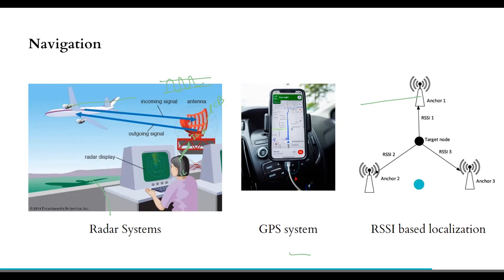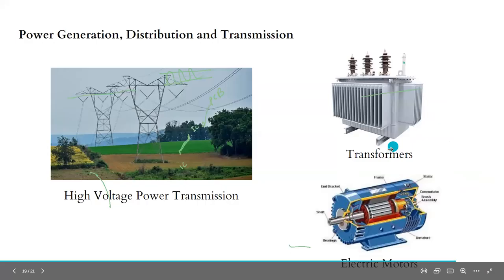Once we find the location of a certain node, we call that localization. Finding the position of a node, we call localization, right? So for localization, we can use RSSI-based localization. There are other types of localization as well. However, RSSI-based localization is a simple localization method which can be explained using our electromagnetic waves.